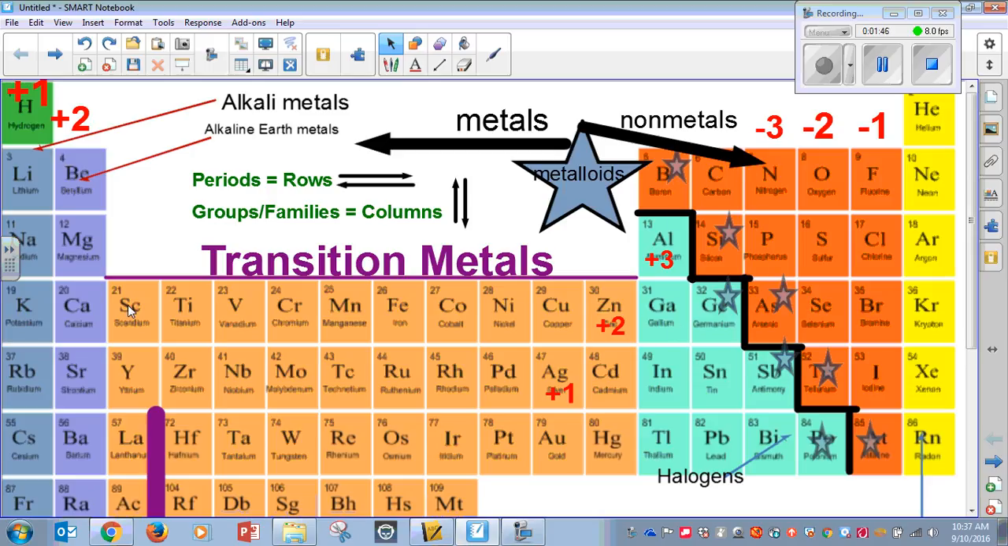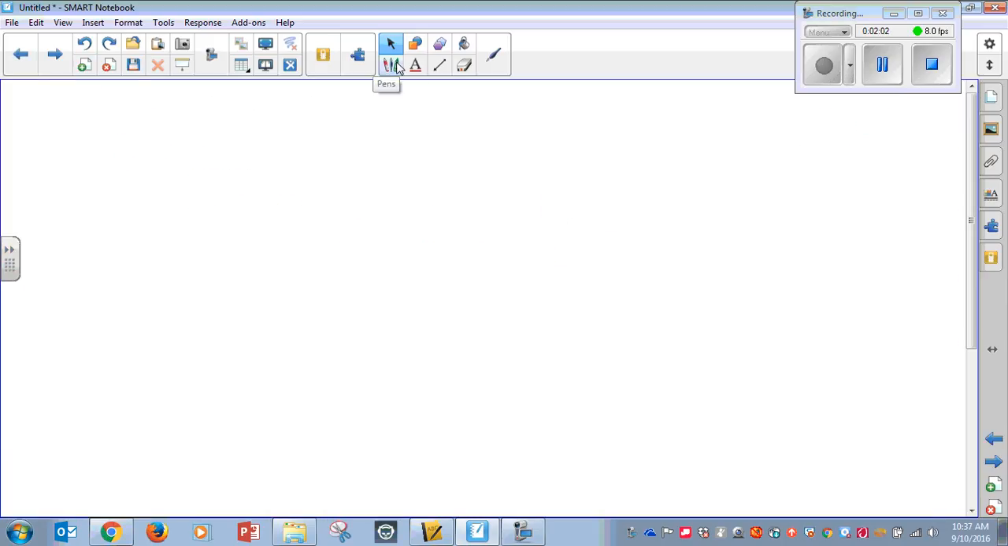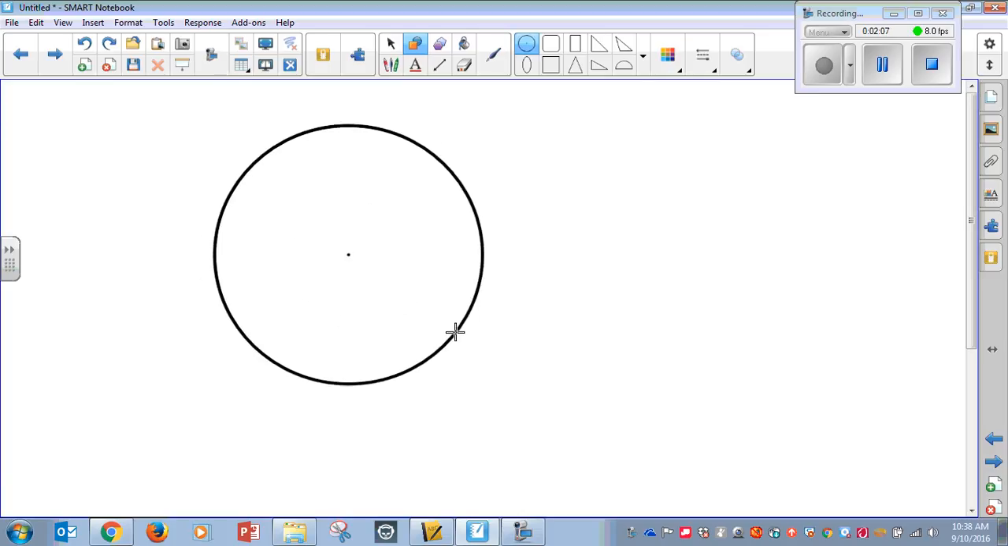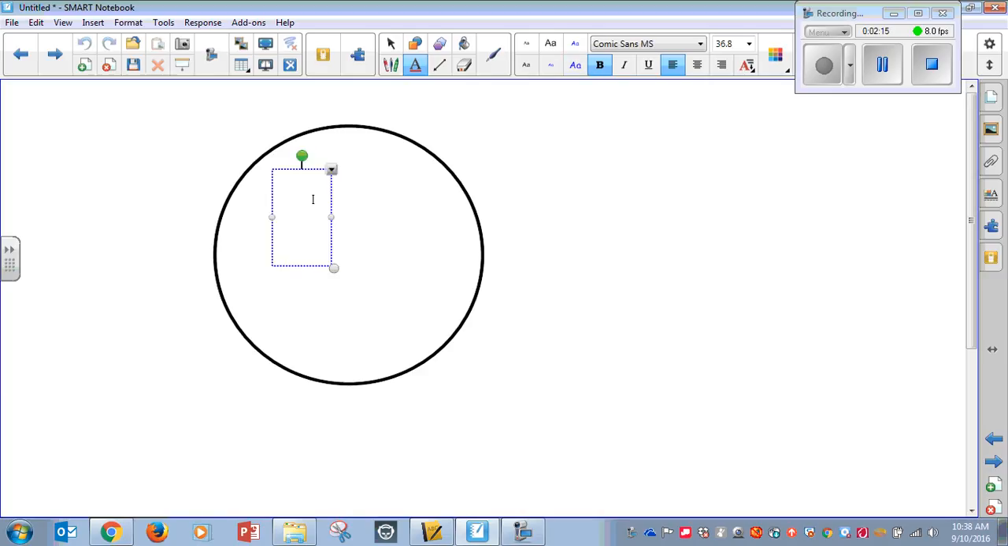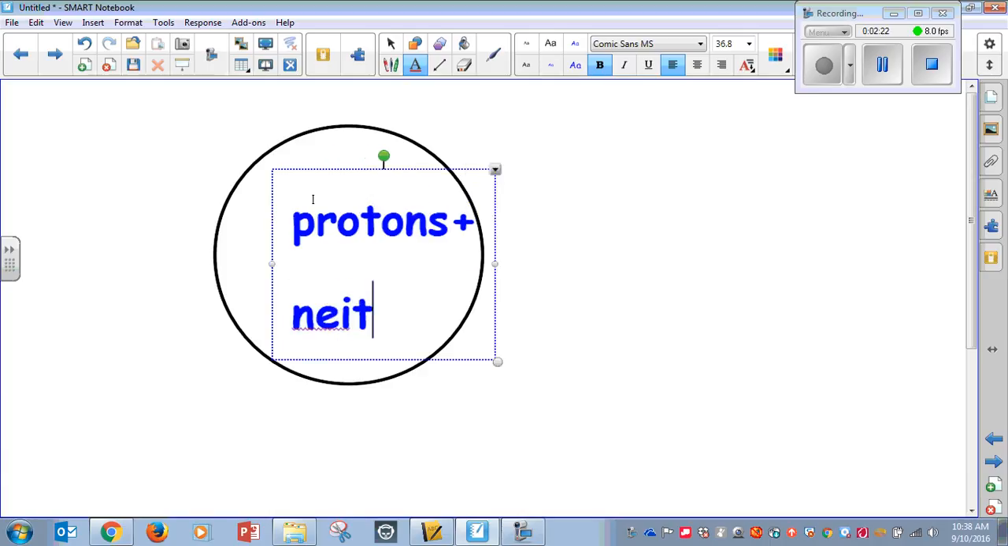When we look at our elements, they're organized into energy levels, and their electrons have these energy levels in order to be organized. Quick review here from physical science. In the center of the atom, you have what's called the nucleus. And the nucleus has protons, which have a positive charge, and neutrons, which have no charge.